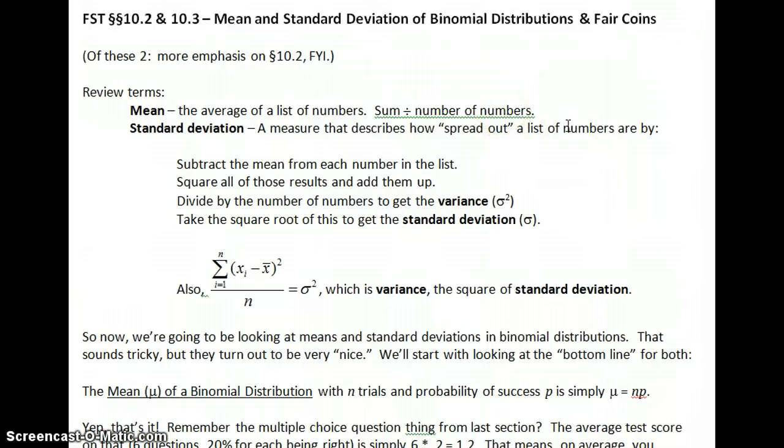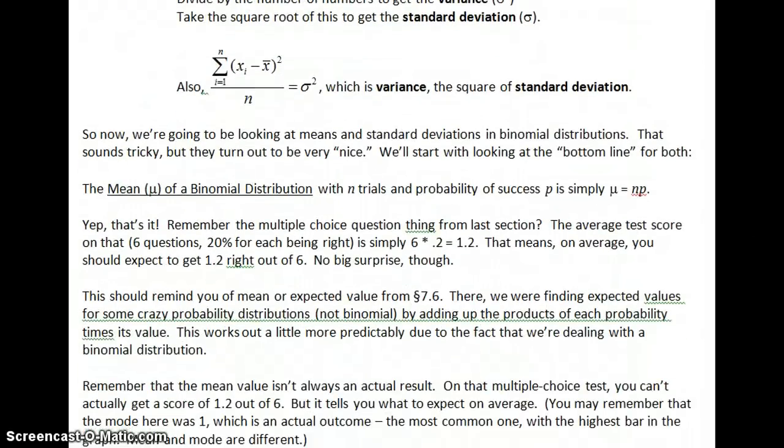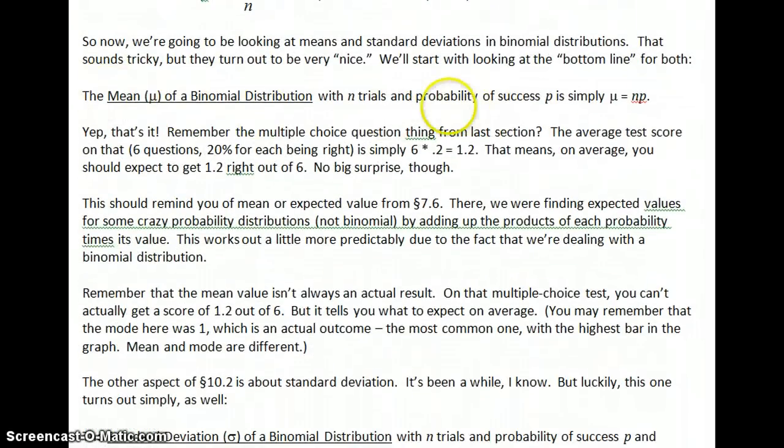Mean in binomial distributions now is going to be like the multiple choice example from last class. We had 6 questions and each one of them had a 20% chance of success. What was the mode of that? Like, what's the most popular score you get on the test if you're just guessing? This is more about what's the average score you should expect to get? And lo and behold, that actually turns out quite easy to calculate.